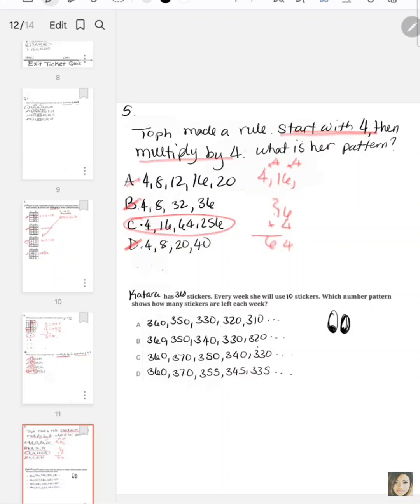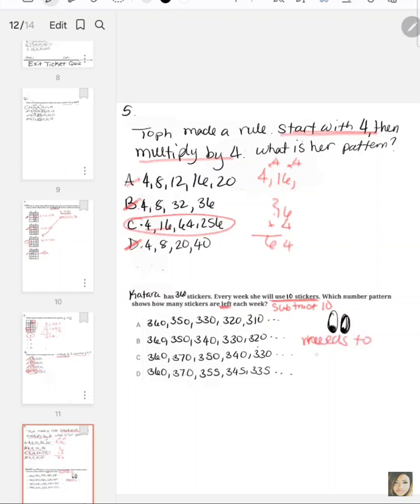And for this question, it's not the last one, but it says Qatar has 360 stickers and she will use them. That means take them up every week. And how many does she has left? Those are keywords for subtraction, and I'm going to be subtracting 10. So I'm going to start off with 360, and then you just subtract 10.